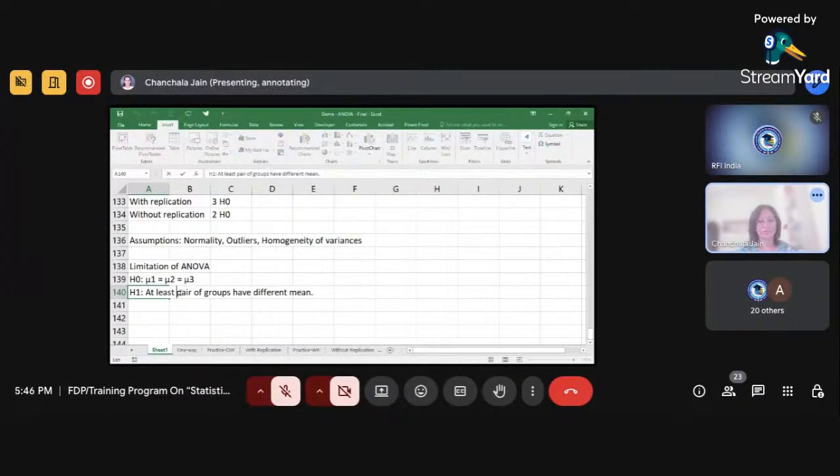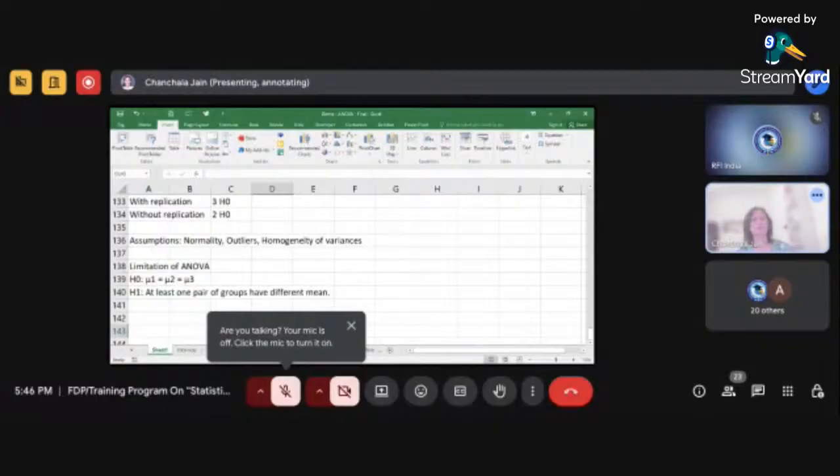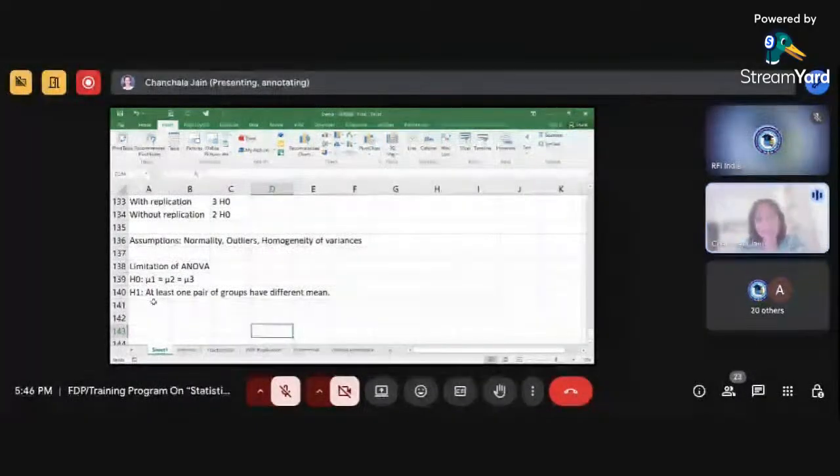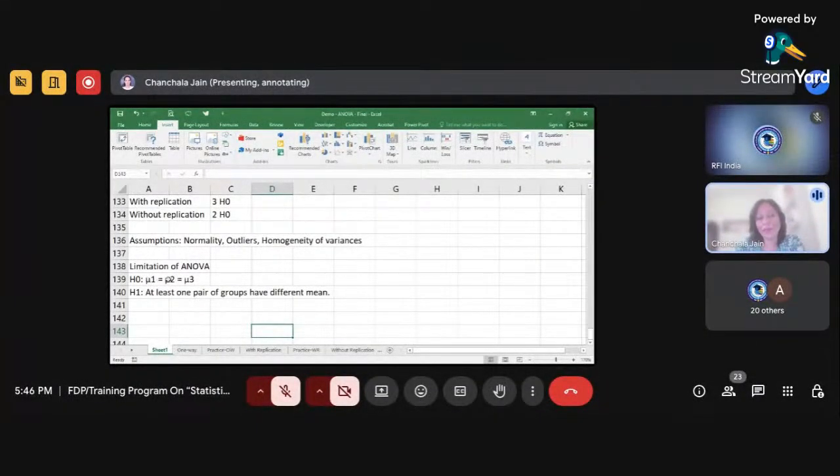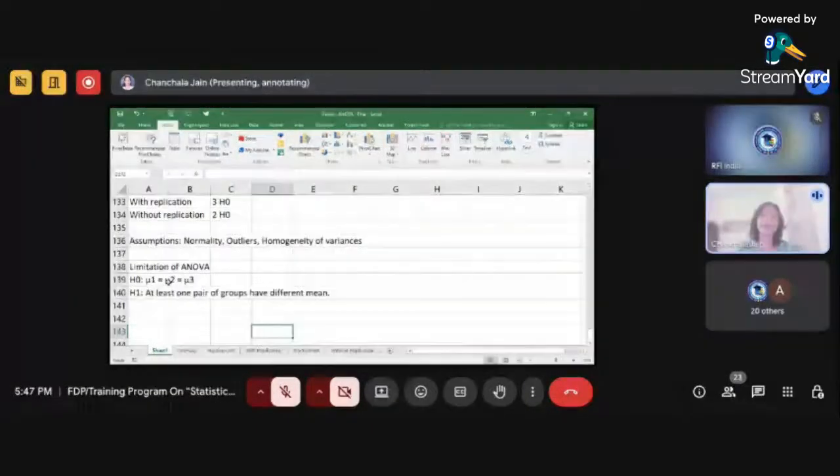So the meaning is that at least one pair of groups has a different mean. Suppose there are three groups, group 1, 2, and 3. If ANOVA finds a significant difference between group 1 and group 2, it will directly tell you that your p-value is less than 0.05, or less than your level of significance. That means you will say there is a significant difference.